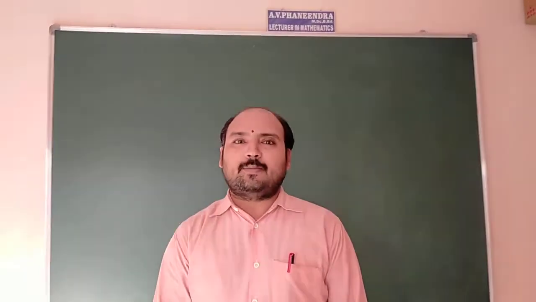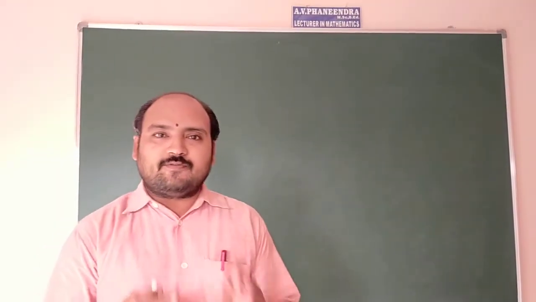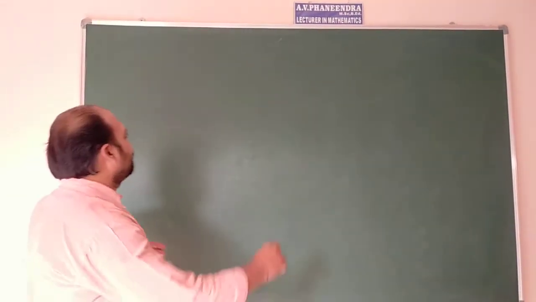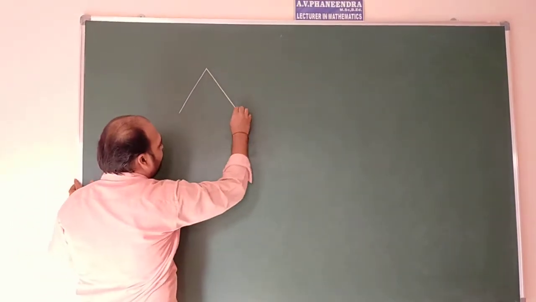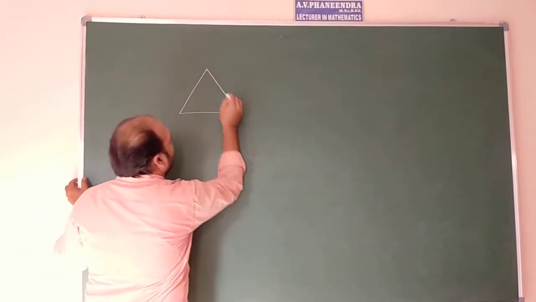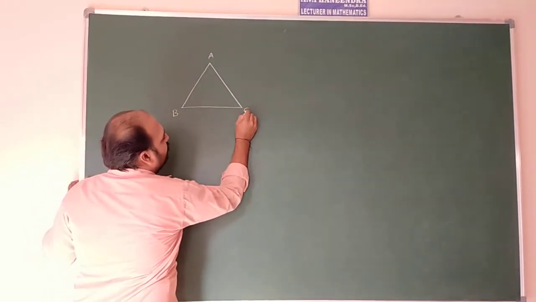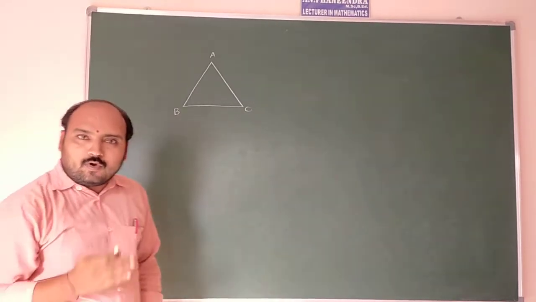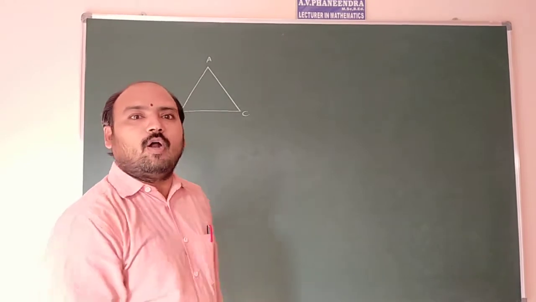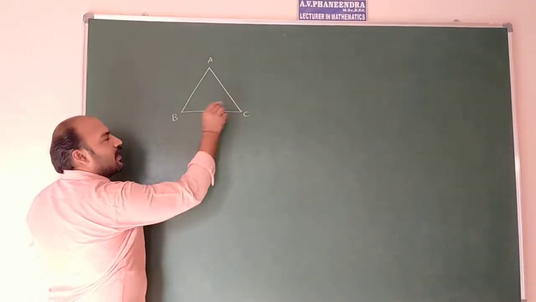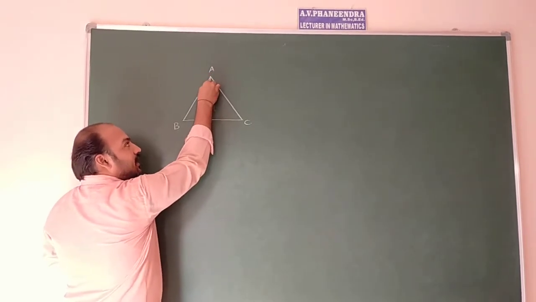Next important concept, orthocenter of the triangle. First, what is the definition of orthocenter? See, consider a triangle. Take a name as ABC triangle. The point of concurrency of altitudes of the triangle. Altitude means the line which is passing through the opposite vertex and the side.